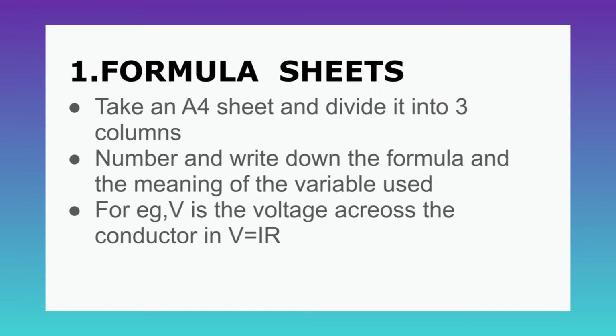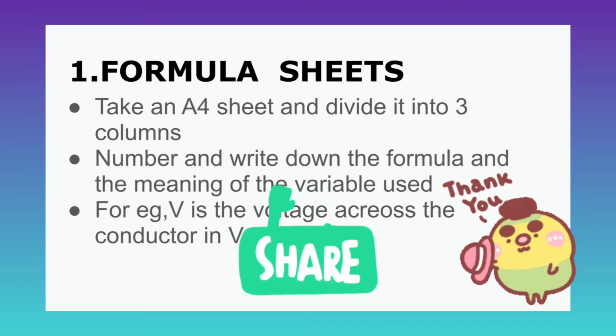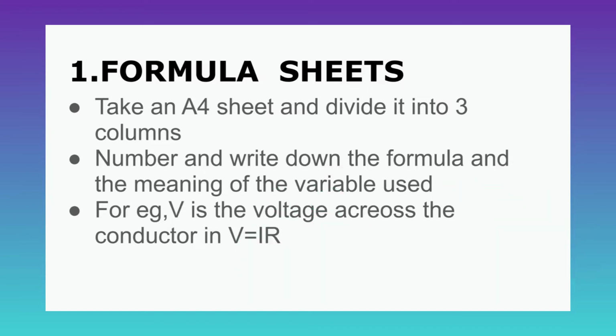For example, in V = IR, what is V? Is it the potential? Is it the potential difference? Is it the potential difference across the conductor? So be specific with every variable which you're using.